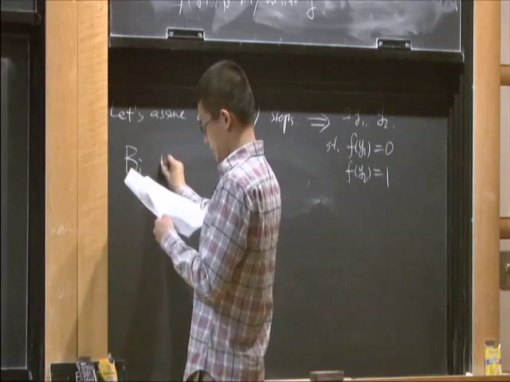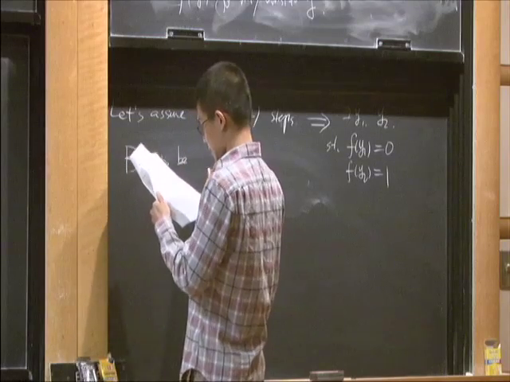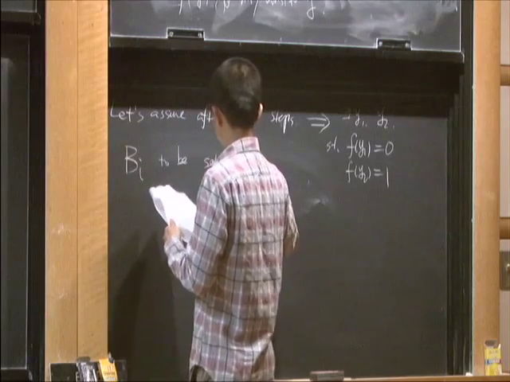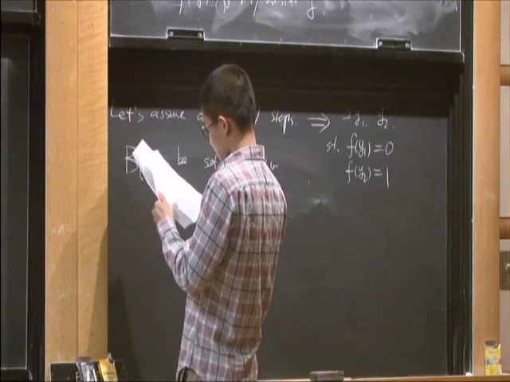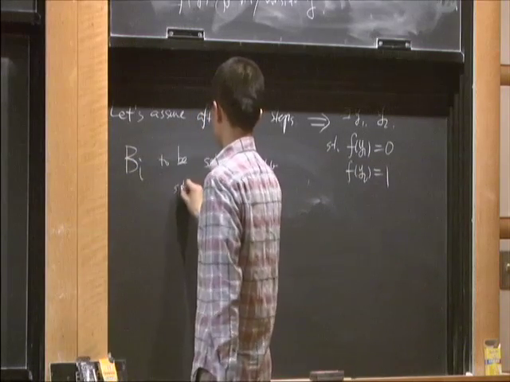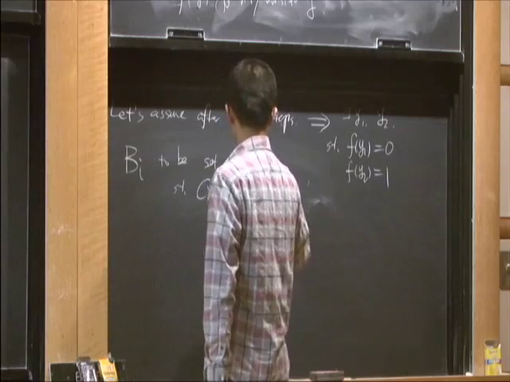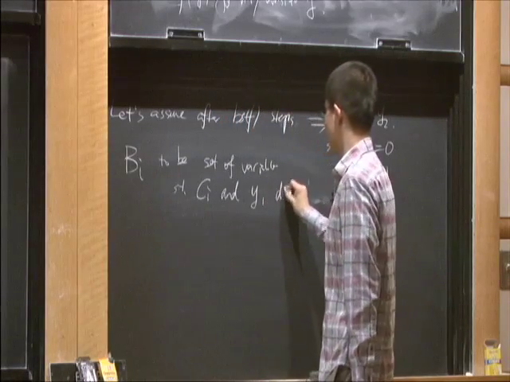To be the set of variables such that Ci and y, let's say y1, disagree.